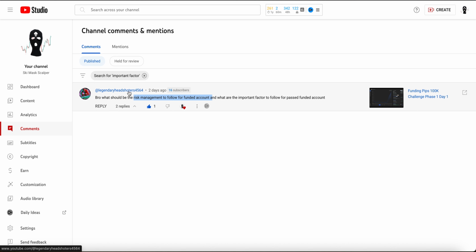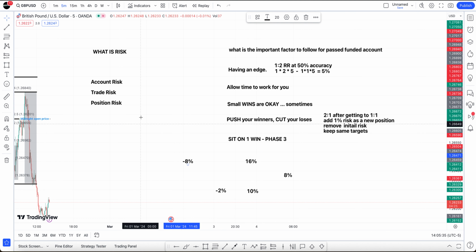Legendary hit shotter 4564. Risk management. What are the important factors to follow? Those are the important factors. Risk management, these are the three that I look at. It's all up to your risk tolerance.